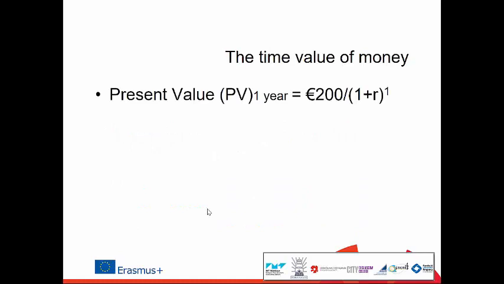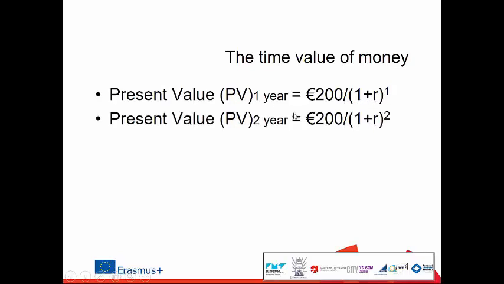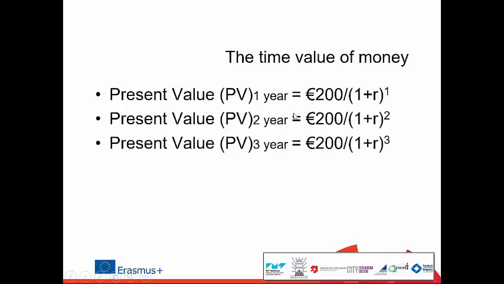The time value of money, the present value, is perhaps of more interest in the context of the case. The present value is the 200 euros in the previous example, and we have to divide it by 1 plus the rate. The power of 1 refers, of course, to 1 year, and the present value for 2 years is then to the power of 2, and for 3 years to the power of 3, etc. So what happens is that we have to reduce the number, for example in year 3, by the rate. That obviously reduces the present buying power of that 200 euros.